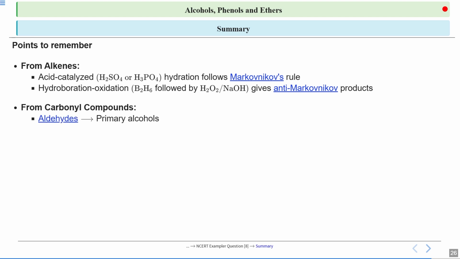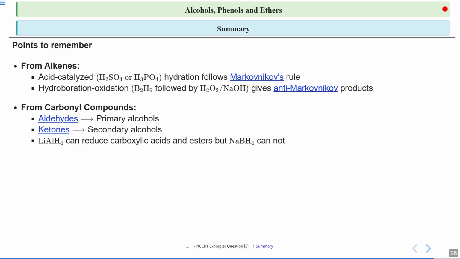The second method of preparation of alcohols is from carbonyl compounds. If you do aldehyde reduction, you will get a primary alcohol. From ketones you will get secondary alcohols. Lithium aluminium hydride, which is a strong reducing agent, can reduce carboxylic acids and esters, but sodium borohydride cannot. If you do ester reduction, it will produce 2 alcohol molecules.